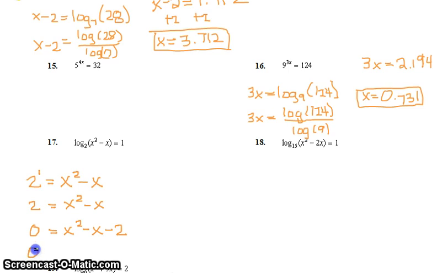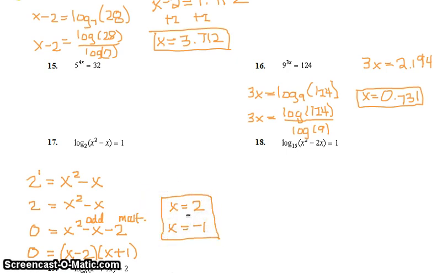I personally find factoring to be my first choice, and I know things that multiply to negative 2 and add to negative 1. So that would be a negative 2 and a plus 1. So that means for number 17, x equals 2 and x equals negative 1. That's how we came up with those two values. 18 and 19 are solved the same way.